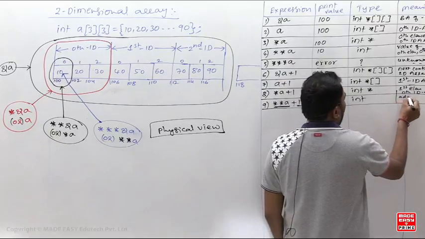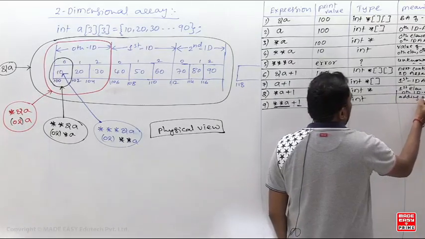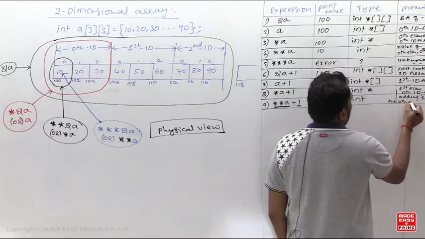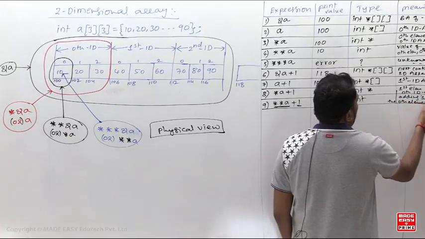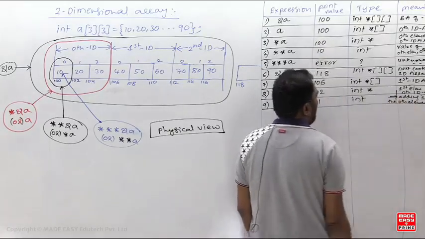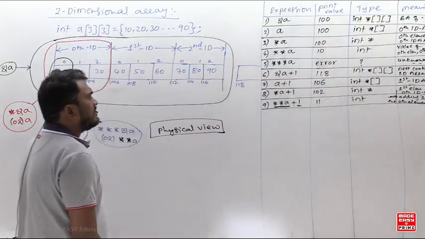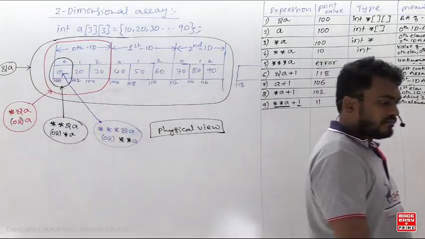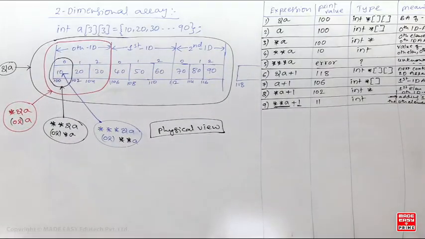Okay, say adding 1 to the 0th element. Meaning, adding 1 to the 0th element. That's it. Very good. Adding plus 1 to the 0th element of the 0th 1D array.